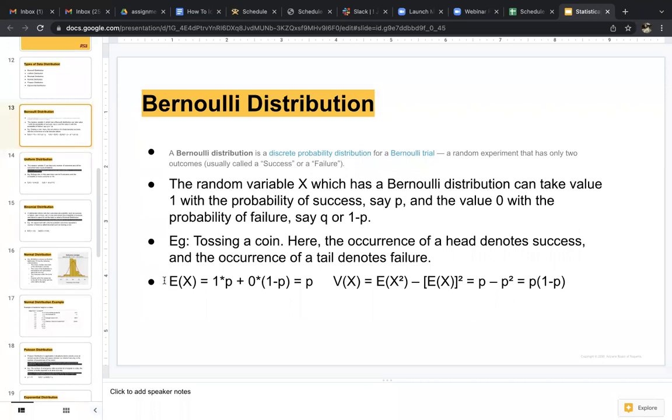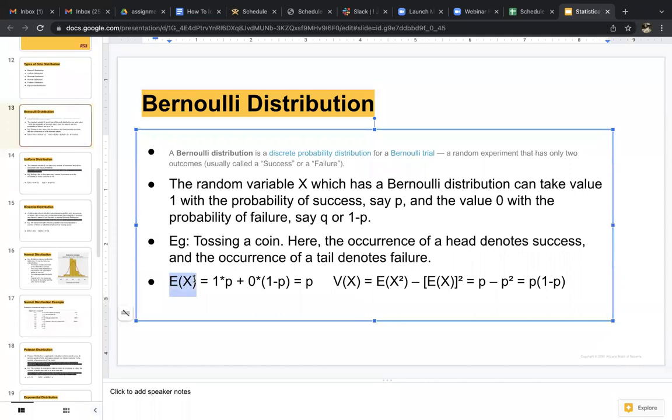This is the formula for how to find the expected value of the Bernoulli distribution. P is nothing but your success rate, and 1 minus P is nothing but your failure rate. This is the formula for variance.